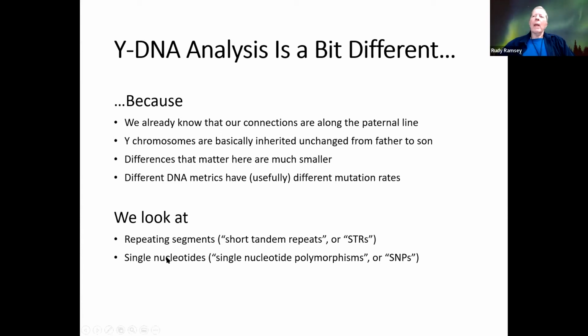We look at two different kinds of happenings on the Y chromosome when we do Y DNA analysis. One of them is short tandem repeats. Don't let that term intimidate you. It just means a little segment repeats over and over, one after another, like a tandem bicycle. And the other are single nucleotide polymorphisms. Well, that's just sites in which a single nucleotide can have more than one value in different people.